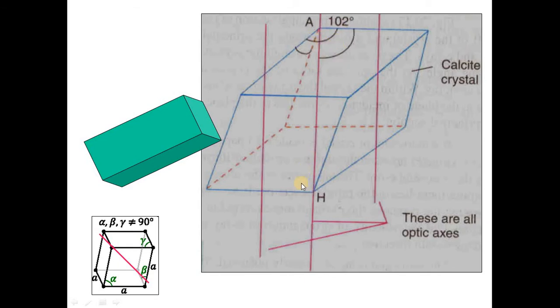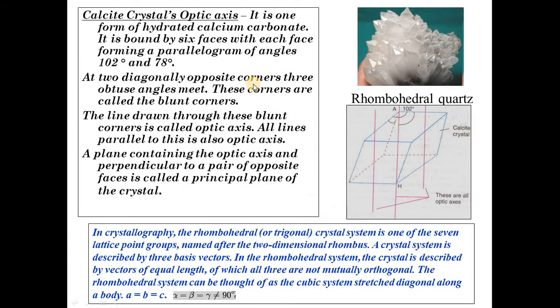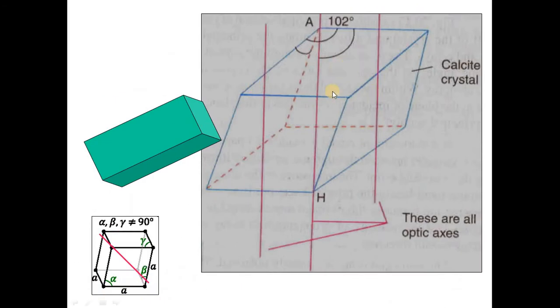Here also you will have an obtuse angle, that is A and H having the obtuse angle. This is a rhombohedral shape. It has a rhombohedral crystal shape, and when we draw a line from A to H, this direction gives the optic axis. When light passes along this direction, what happens? There won't be double refraction, and there won't be an ordinary ray and extraordinary ray. But for all other directions there will be an ordinary ray and extraordinary ray.